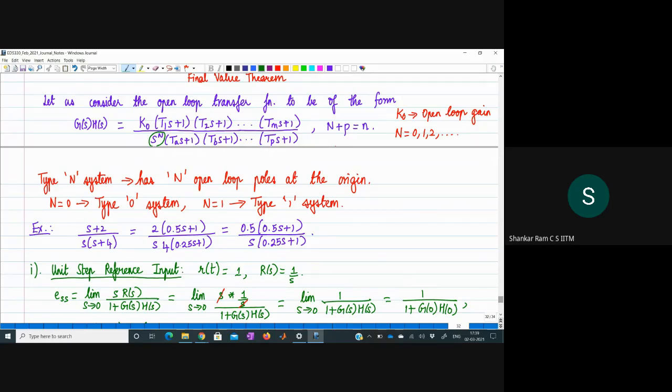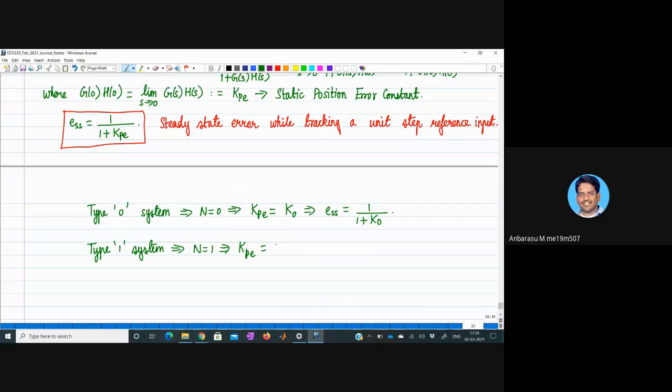In the numerator, all the first order terms will vanish. In the denominator also, (Ta s plus 1), (Tb s plus 1), all the way till (Tp s plus 1) will vanish. I will only have s in the denominator. So I will have k naught by s, but if I substitute s equals 0, what will happen to that parameter? It will go to infinity. So KPE consequently will be infinity. The steady state error is 1 divided by 1 plus KPE, so that will become 0.